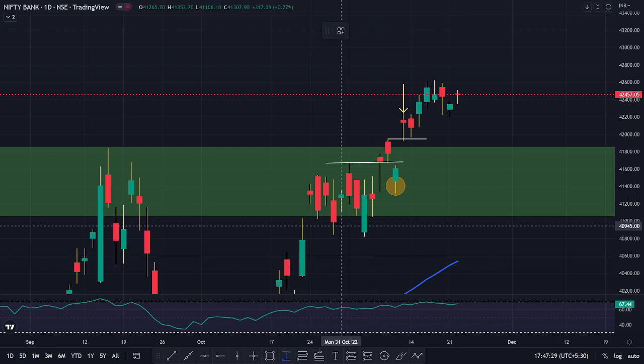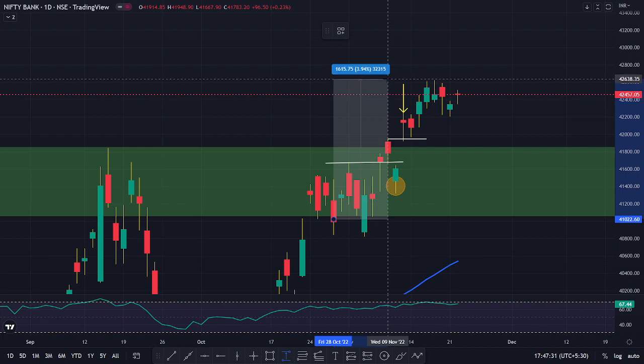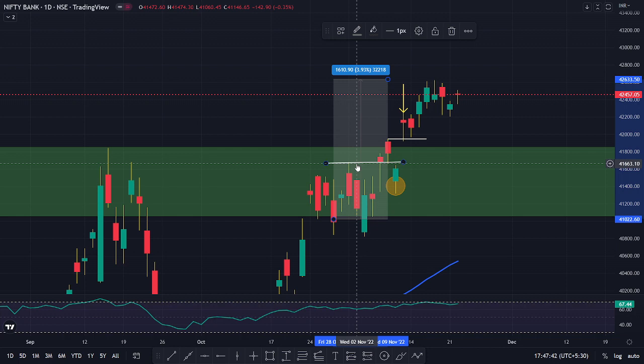The market from here started to give you a 3.94% move, which is nearly a 4% move, which is 1,610 points move. Now, those who had sold here and had their stop loss here might have got triggered. The stop loss would have got triggered and they would have suffered a medium loss based on their stop loss.